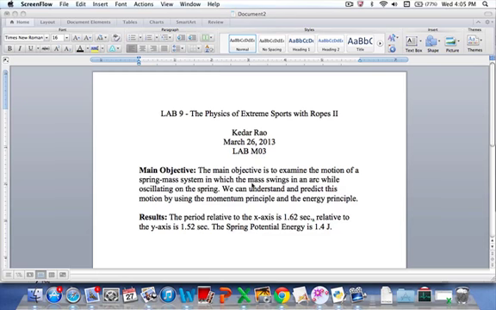The main objective of this lab is to examine the motion of a spring mass system in which the mass swings in an arc while oscillating on the spring. We can understand and predict this motion by using the momentum principle and the energy principle.